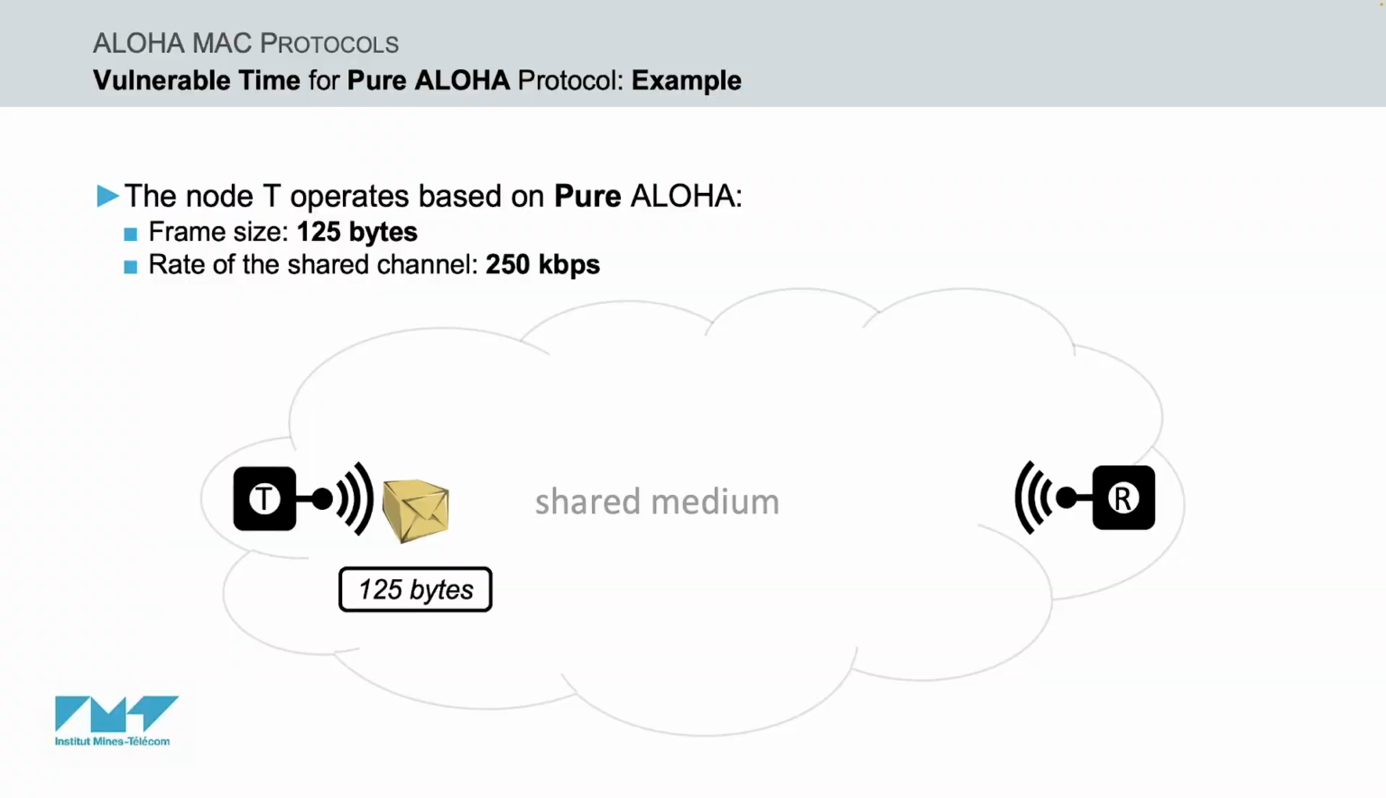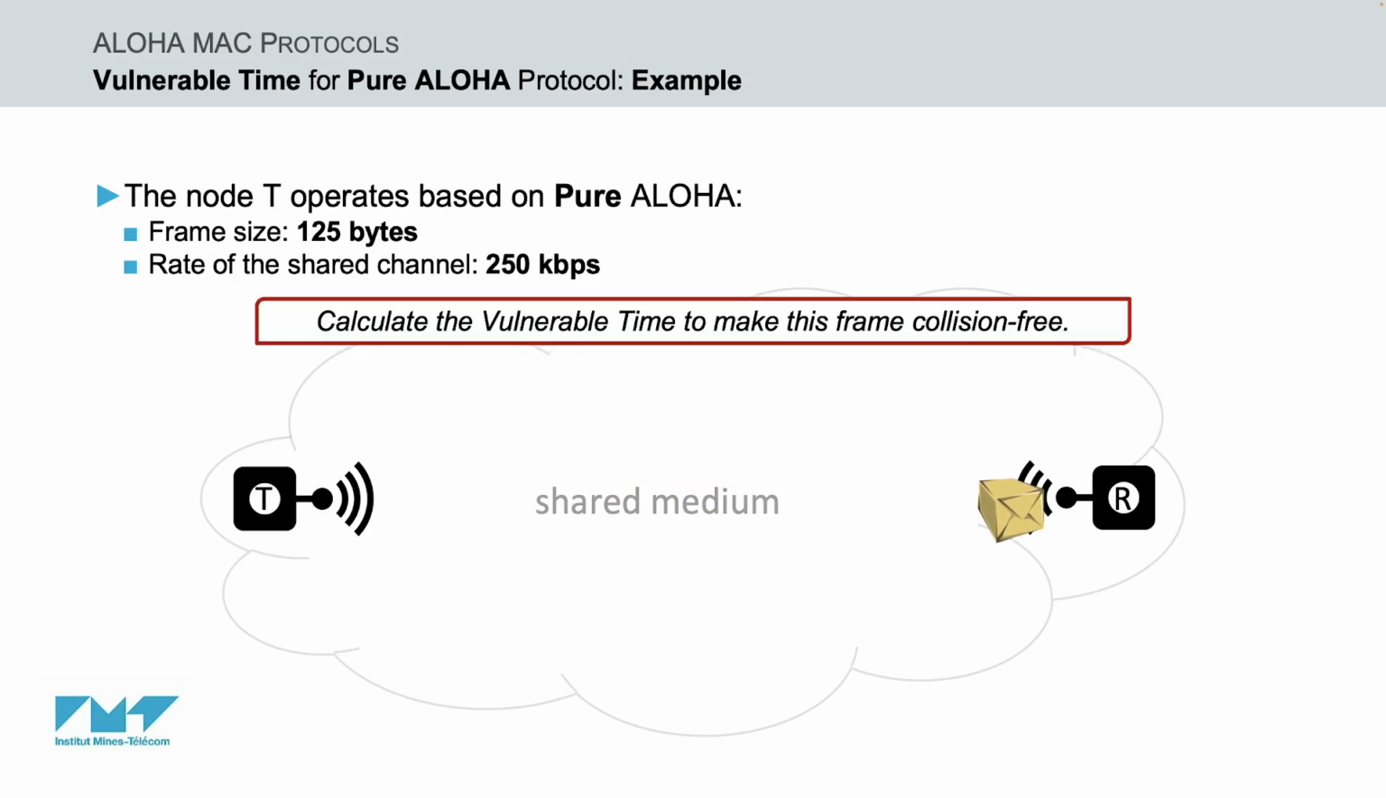Let us consider a scenario where node T operates based on pure ALOHA and transmits a frame of size 125 bytes over a shared channel of 250 kilobits per second to node R. Now, based on this scenario, let's calculate the vulnerable time to make this frame transmission collision-free.